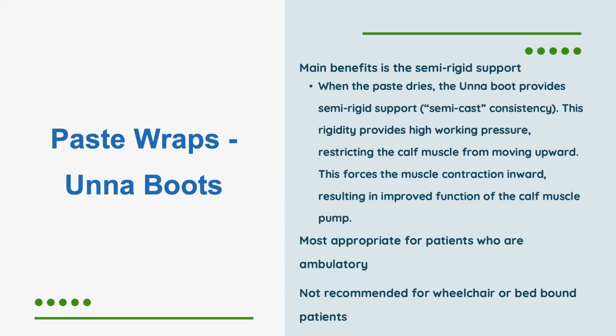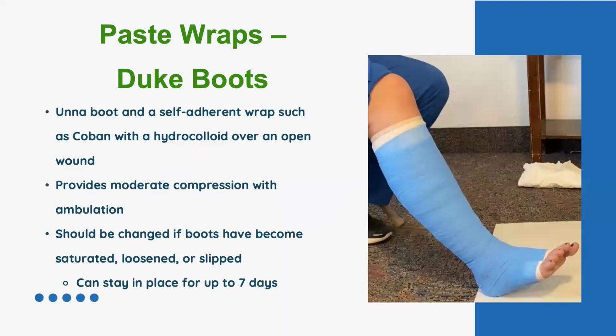I usually won't add additional layers depending on their degree of peripheral artery disease or arterial insufficiency. But yes, it's usually not recommended for wheelchair or bed-bound patients. So paste wraps or Duke boots, which we do all the time during rounds, is essentially an Una boot and then a self-adherent wrap such as Coban. I'll usually add a middle layer, such as a gauze or Curlex wrap. So Una boot, Curlex, and Coban, and it provides moderate compression with ambulation. And you can leave it in place up to 7 days.